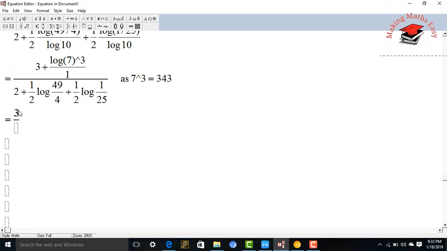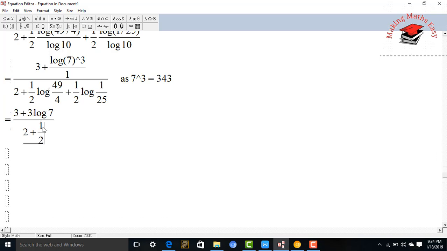We will write 3 plus, now we will use a logarithmic property. You know that the log of a raised to b is equal to b log a. So log of 7 raised to 3 is equal to 3 log 7. So we will write 3 log of 7. And in the denominator we will write 2 plus 1 by 2, we will take it as common. So I am taking 1 by 2 as a common.